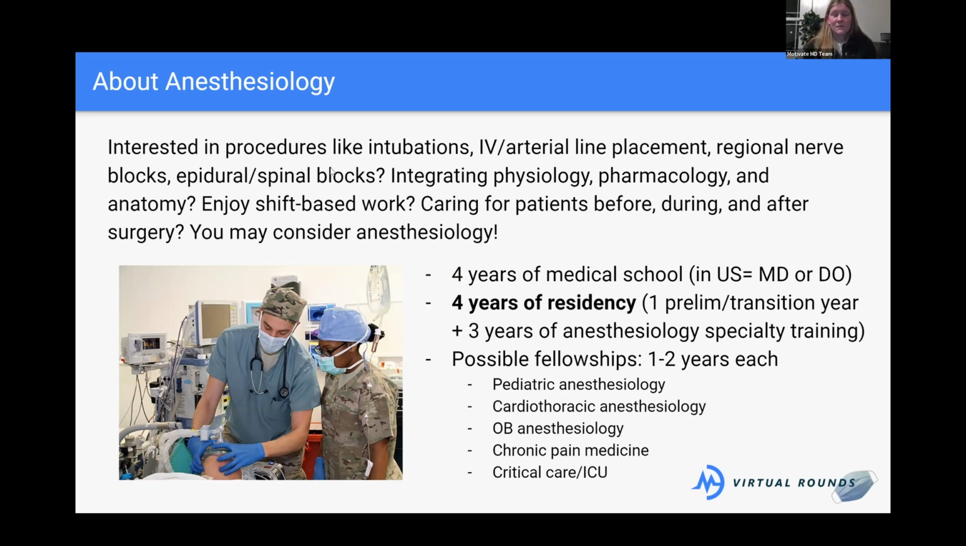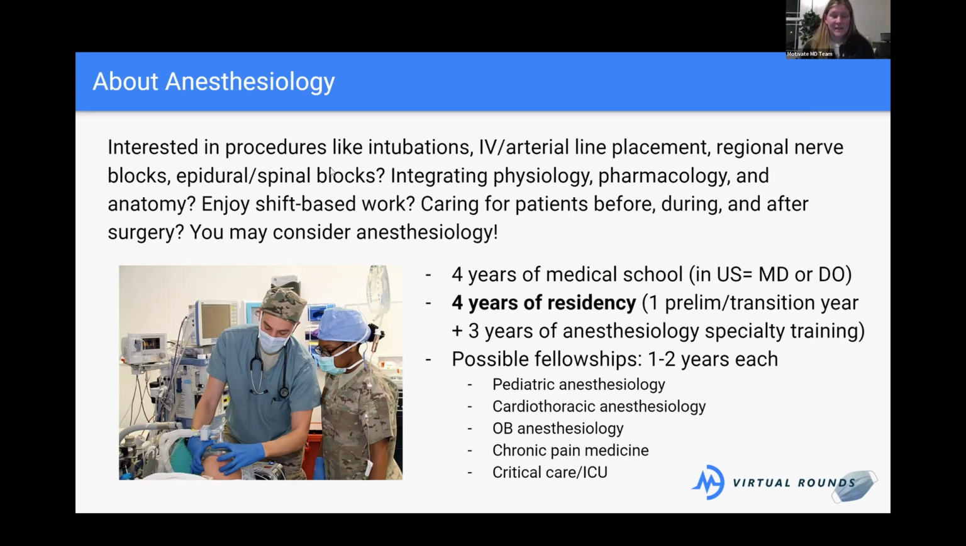And then you can do fellowship afterwards to further subspecialize. Some options are pediatrics, if you like to only work with kids; cardiothoracic, which would have some really interesting physiology of the cardiovascular system; OB anesthesia, like with the whole thing that we've been talking about today, where you can designate your work to be with pregnant and laboring patients; and chronic pain medicine. If you also like to do clinic and have more longitudinal patient interactions and follow up with people, then you can do chronic pain.